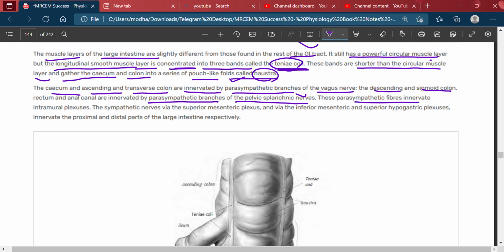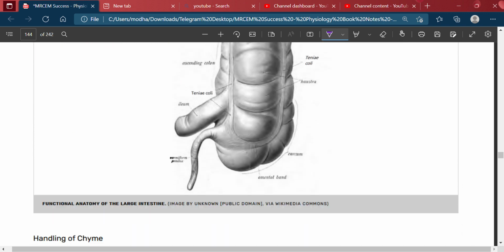These parasympathetic fibers innervate the intramural plexus. The sympathetic fibers from the superior mesenteric plexus, and via the inferior mesenteric plexus and the superior hypogastric plexus, innervate the proximal and the distal part of the large intestine respectively.